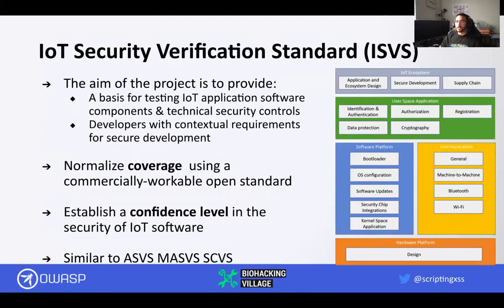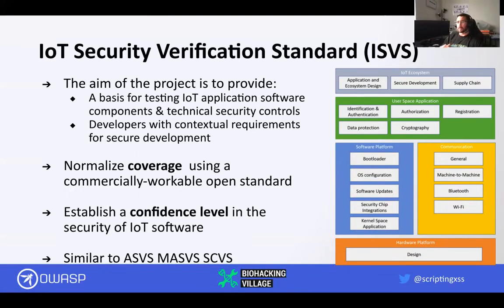IoT Security Verification Standard, ISVS. So ISVS consists of 3 verification levels, and we have 5 chapters, or domains if you want to call them that, with a total of 138 controls. Now, don't pay attention to the controls so much, but the aim of the project is to create a basis for testing IoT applications, software, and their technical controls, but also to develop contextual requirements for secure development and design.